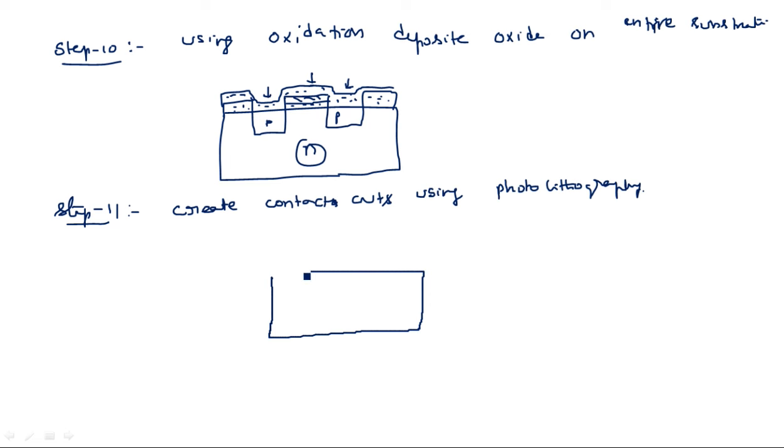Now we will have a perfect area to deposit a metal layer or aluminium on the entire substrate. So it is P region, it is P region, it is N type. The oxide layer will be up to here, again here. This will be the structure. Now here we need to deposit metal, here metal, here metal. Then it will create contacts.